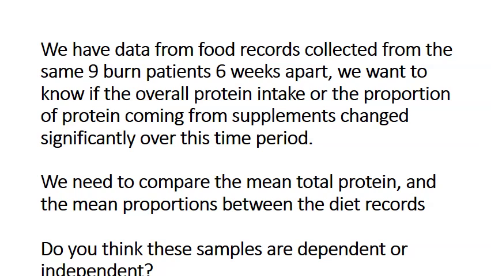So essentially, we need to compare the mean total protein and the mean proportions between the 2 different time periods where we took the diet records. Given that information, do you think that these samples are independent or dependent? And do you think we're going to run an independent test or a paired samples test? That's right, they're dependent. We're going to run a paired samples test.